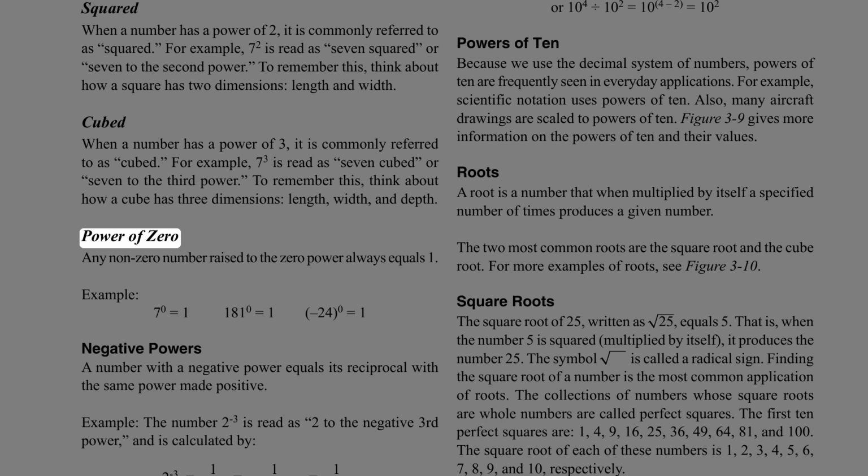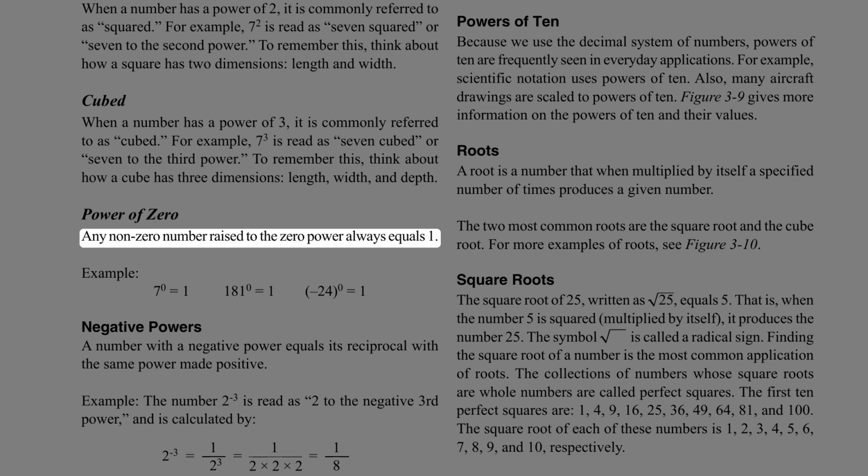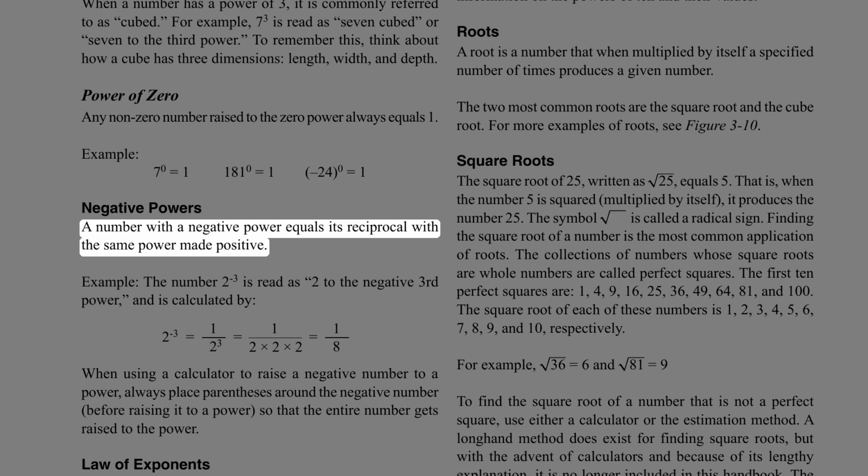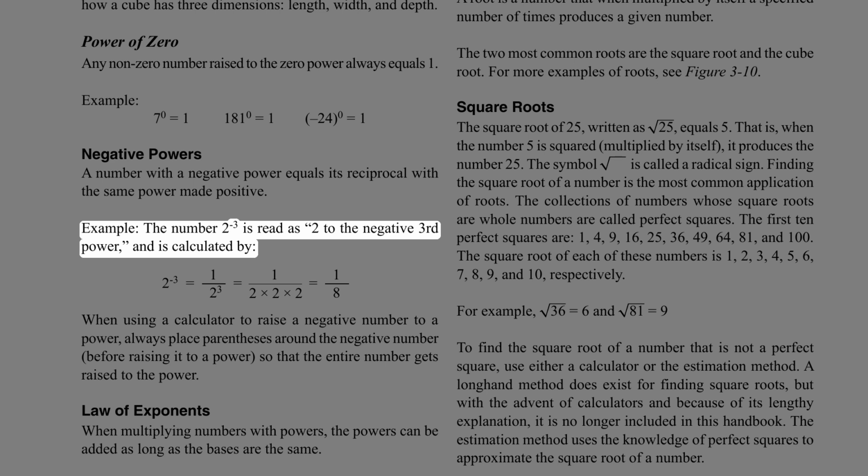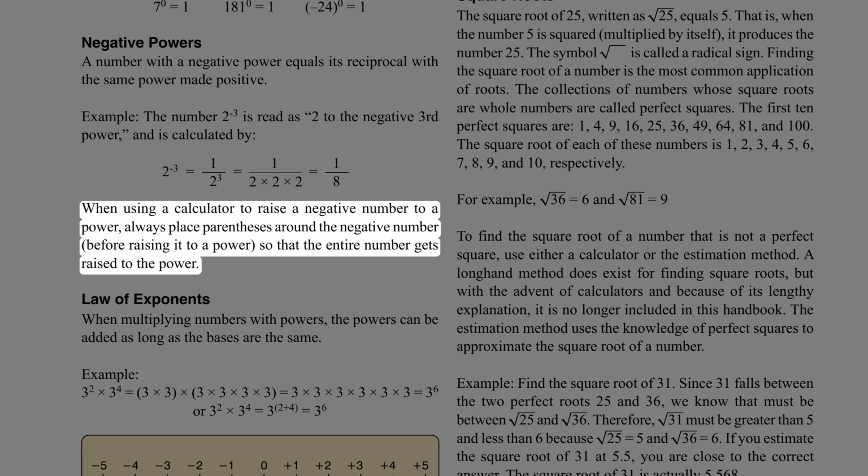Power of 0. Any non-zero number raised to the 0 power always equals 1. Negative powers. A number with a negative power equals its reciprocal with the same power made positive. Example: the number 2 to the -3 is read as 2 to the negative third power, and is calculated by taking its reciprocal. When using a calculator to raise a negative number to a power, always place parentheses around the negative number before raising it to a power, so that the entire number gets raised to the power.